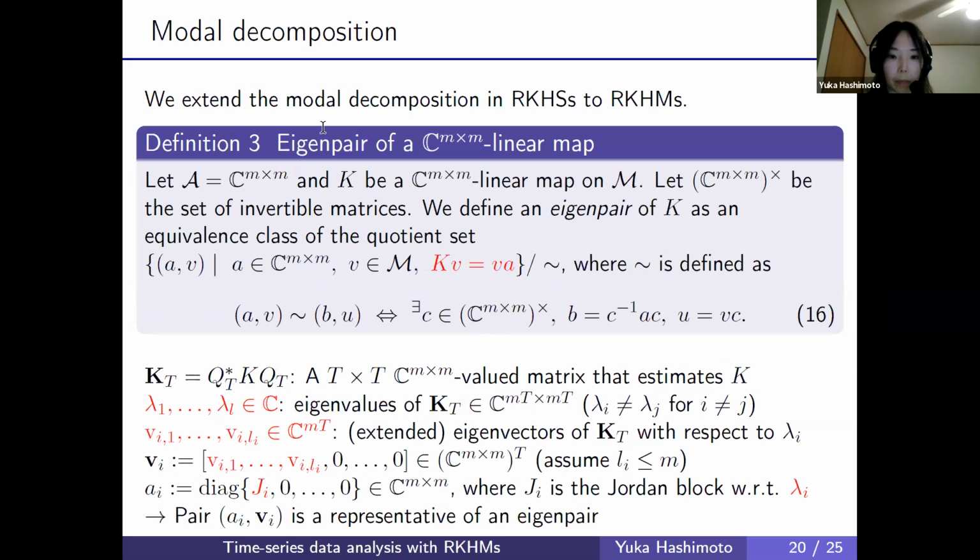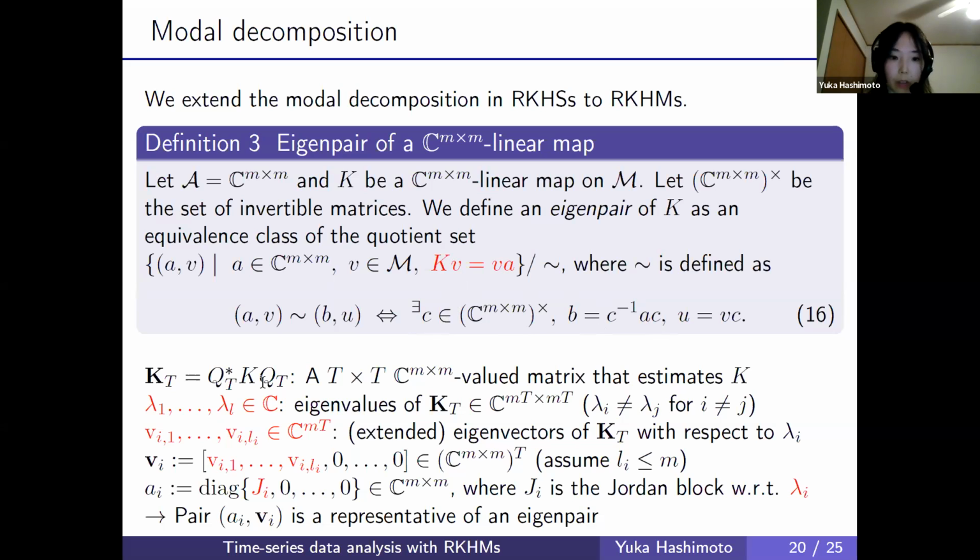We first define eigenvalues and eigenvectors in Hilbert C star modules. Eigenvalues and eigenvectors are characterized by this equation, like the case of Hilbert spaces. But here, A is a matrix, and A is a matrix valued eigenvalue. Precisely, we have to consider a quotient set, because if A is a matrix valued eigenvalue, C inverse AC for an invertible matrix C is also an eigenvalue of this linear operator.